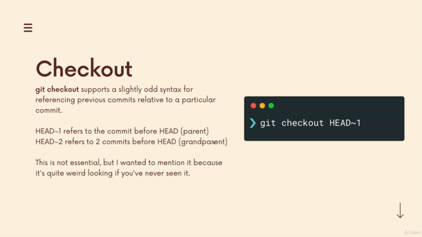Okay, so we saw that we can check out a particular commit using a commit hash, but there's another way in Git that we can reference other commits. We can reference things based upon head. The syntax is a little weird, but it looks like this: head and then a tilde, which is usually above the tab key, and then a number. So head tilde 1 is actually going to refer to whatever commit comes before head. Think of it as head minus 1. Head tilde 2 is whatever comes 2 commits before head, the grandparent commit.